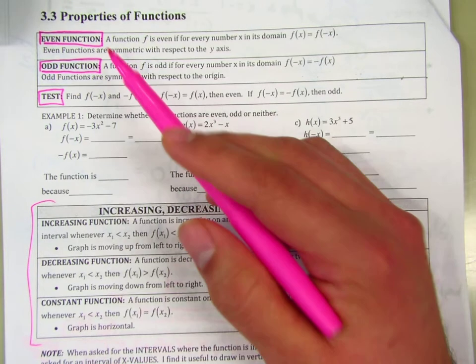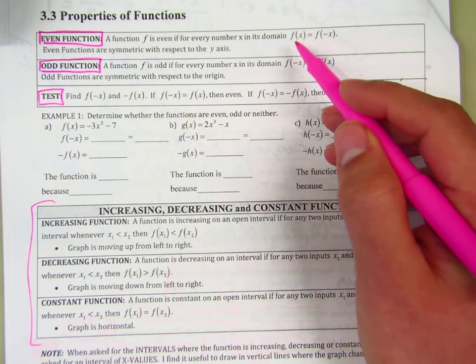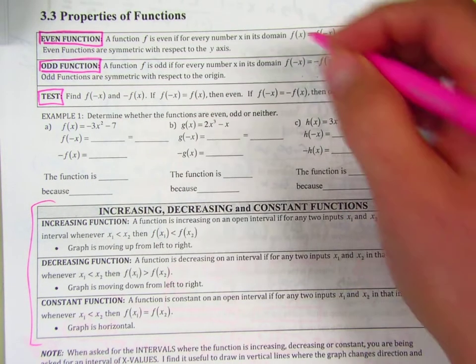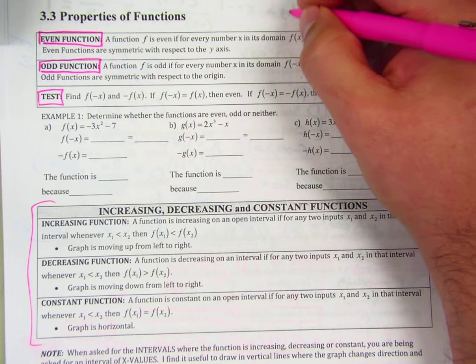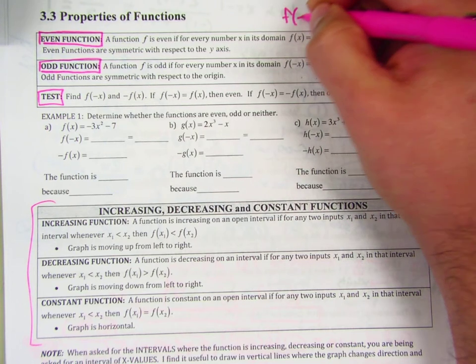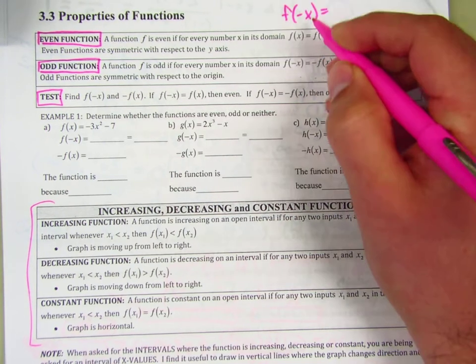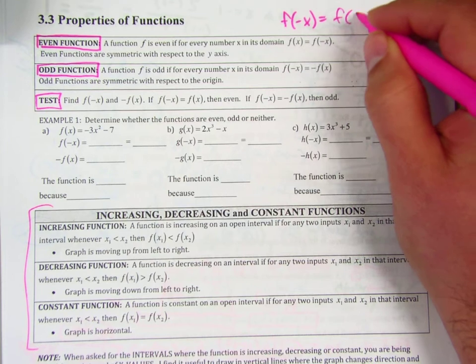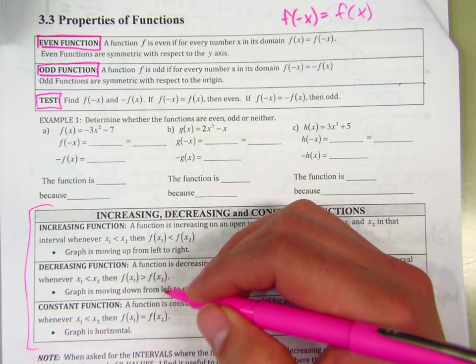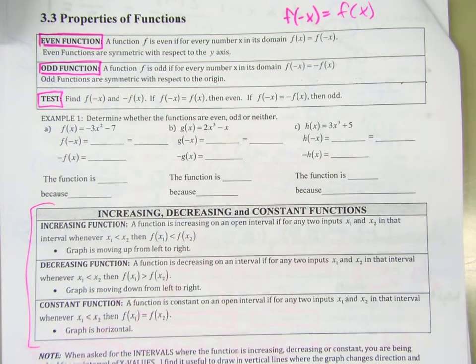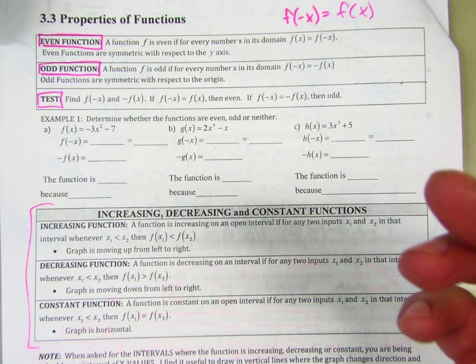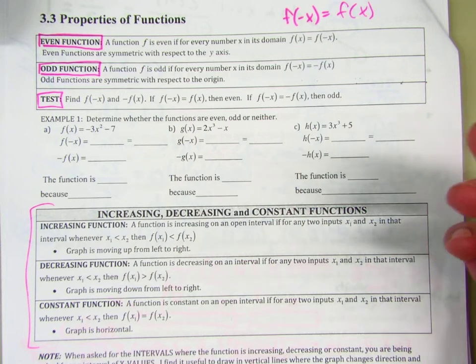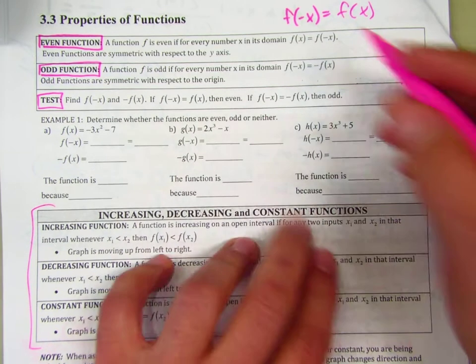But an even function, and I actually would prefer to write it this way, is when you plug in negative x and you get what you started with originally. In other words, plugging in negative x doesn't change the function at all. It's still the same function. That's what it means for it to be even. Okay?